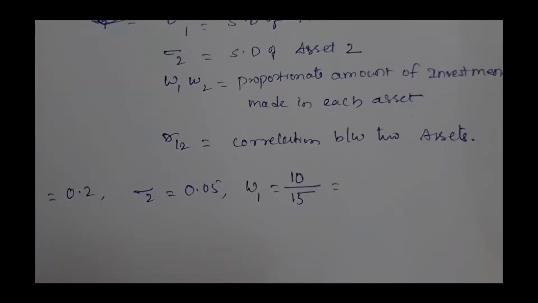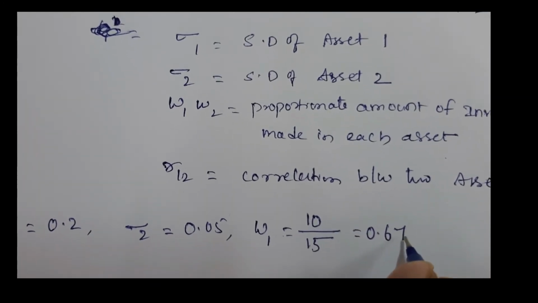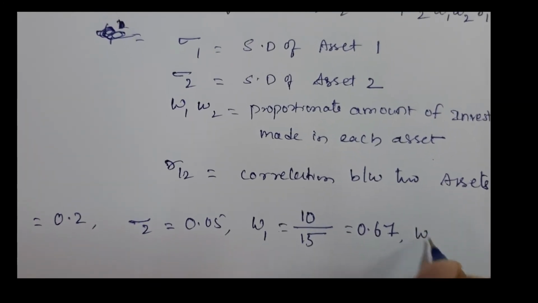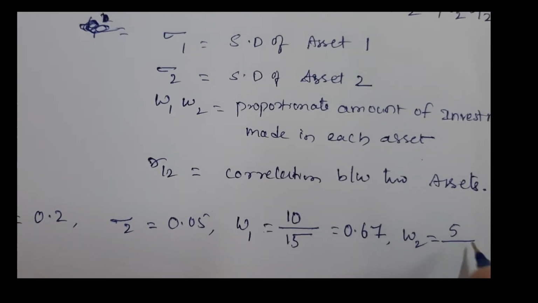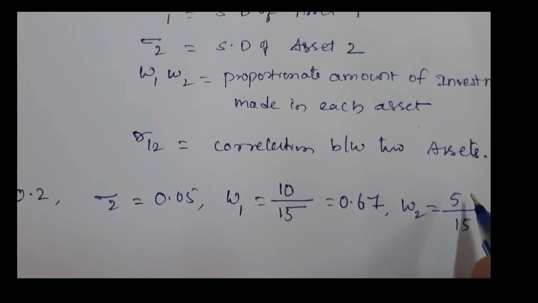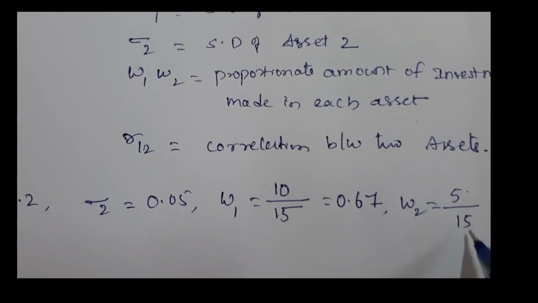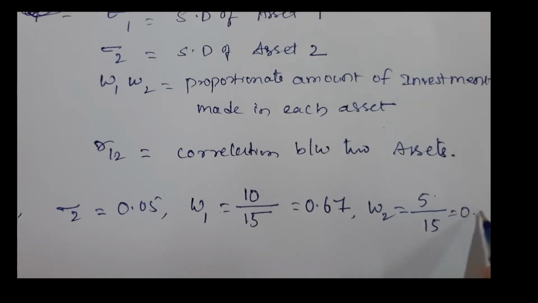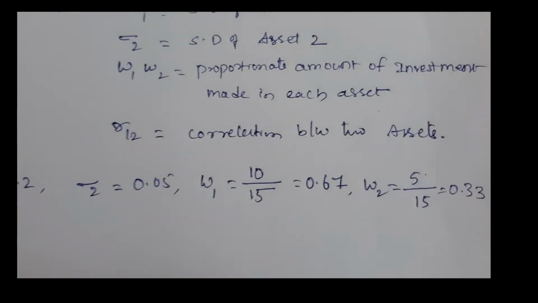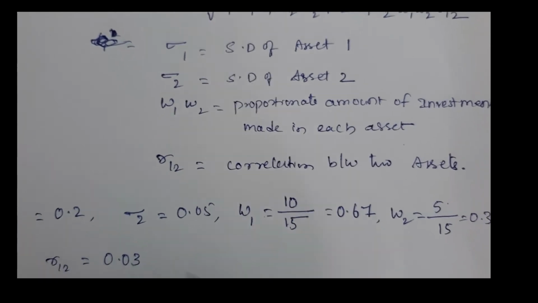So we will get 0.67, and W2 represents proportionate amount of investment made in second asset, that is 5 divided by total investment, that is 10 plus 5, which will be coming to 15, and this is going to be 0.33. Then R12 given in this sum only, 0.3.